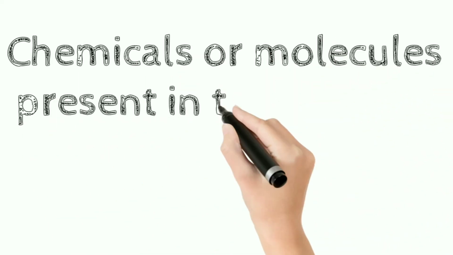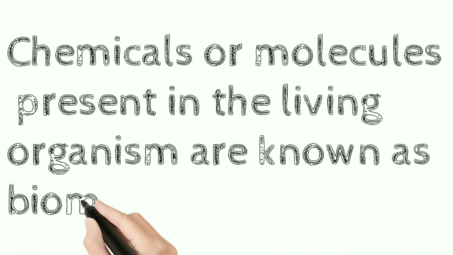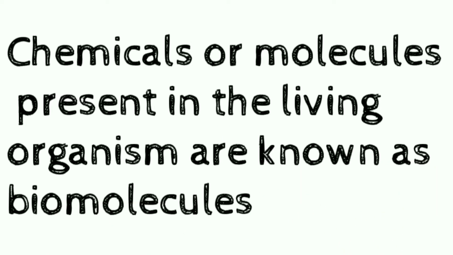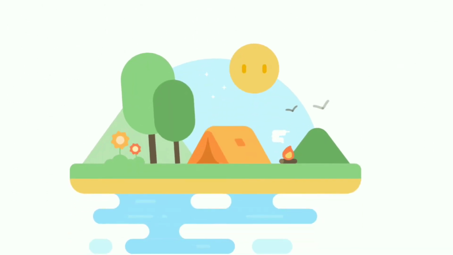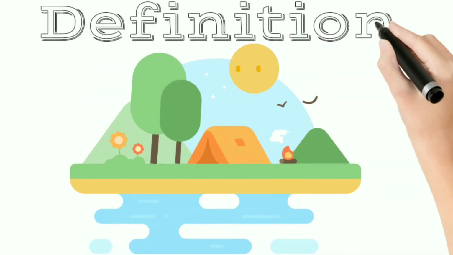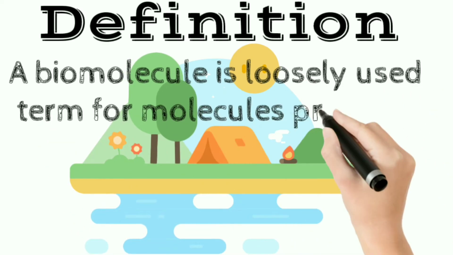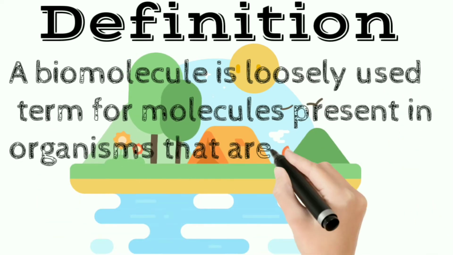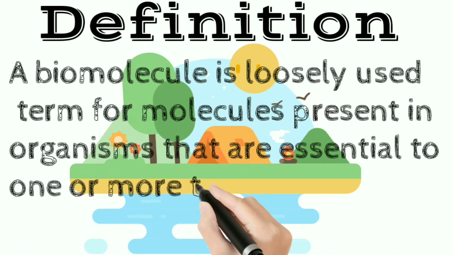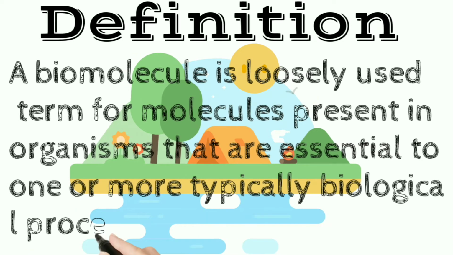Chemicals or molecules present in the living organism are known as biomolecules. Definition: a biomolecule or biological molecule is a loosely used term for molecules present in organisms that are essential to one or more typically biological processes.